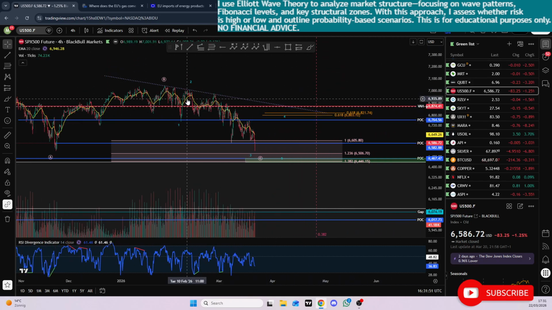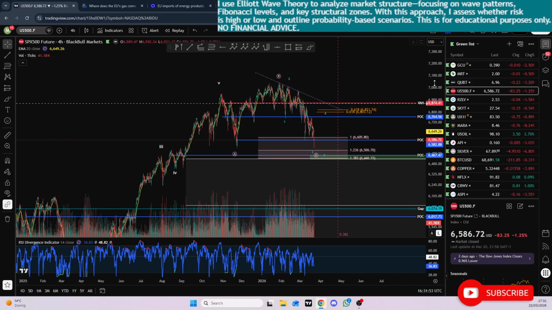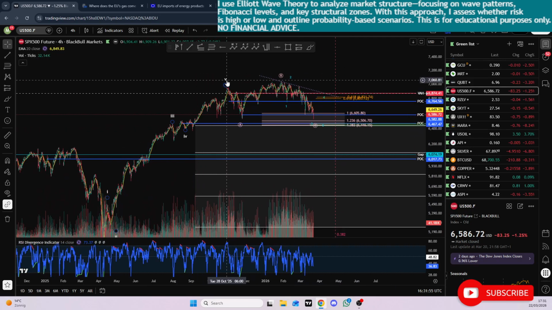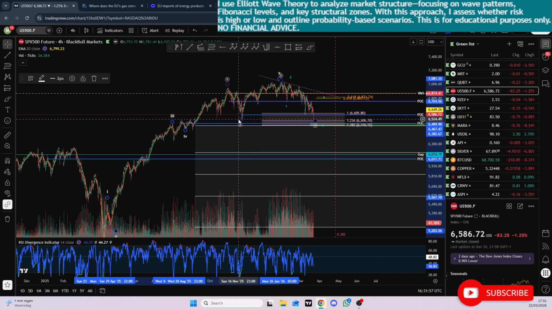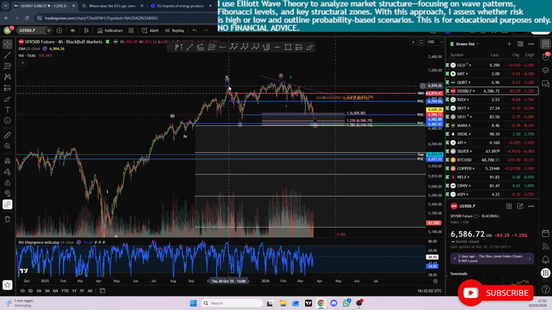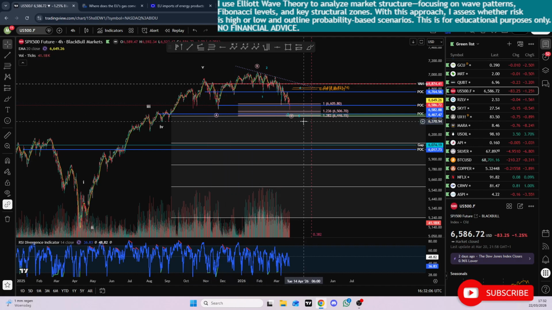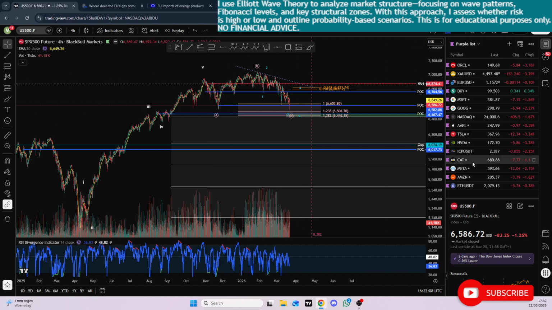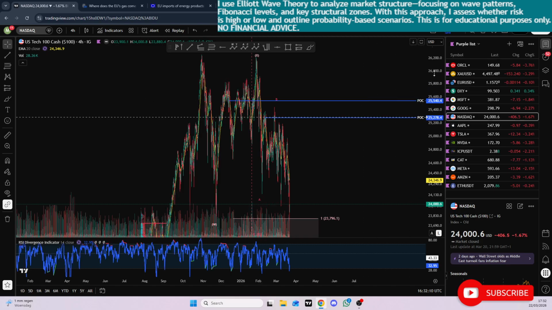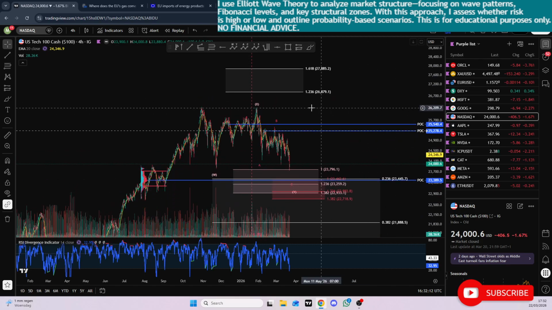So first things first, the S&P. I did change my count a little bit. I had this fifth wave here, this fourth wave here, and then this wave 3 topping here. I changed it into the top taking place in October, and then this being an ABC. Why did I do that? I looked at the Nasdaq. This one is a little bit clearer because here we do not take this high.